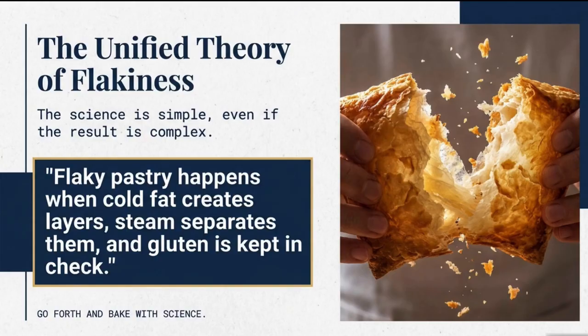The unified theory of flakiness. The science is simple, even if the result is complex. Flaky pastry happens when cold fat creates layers, steam separates them, and gluten is kept in check. Go forth and bake with science. The end.